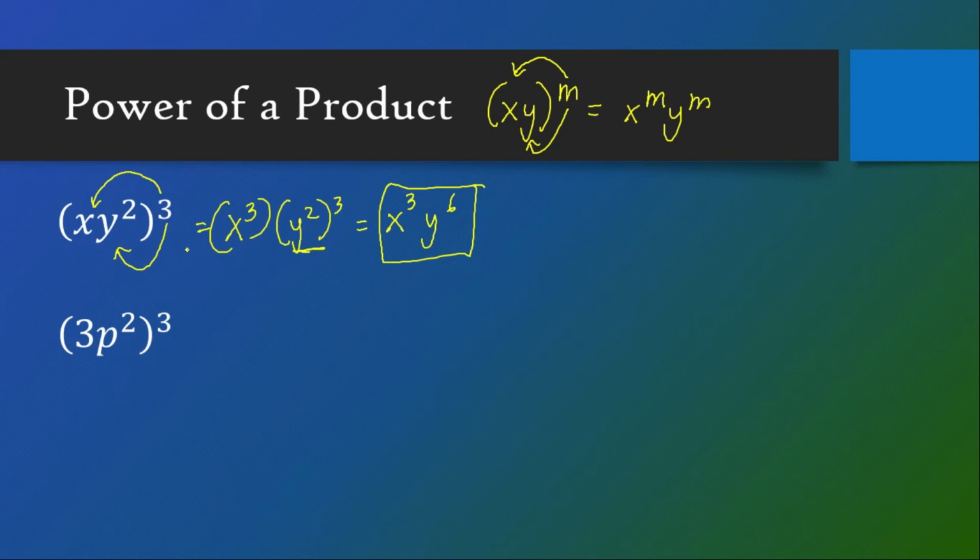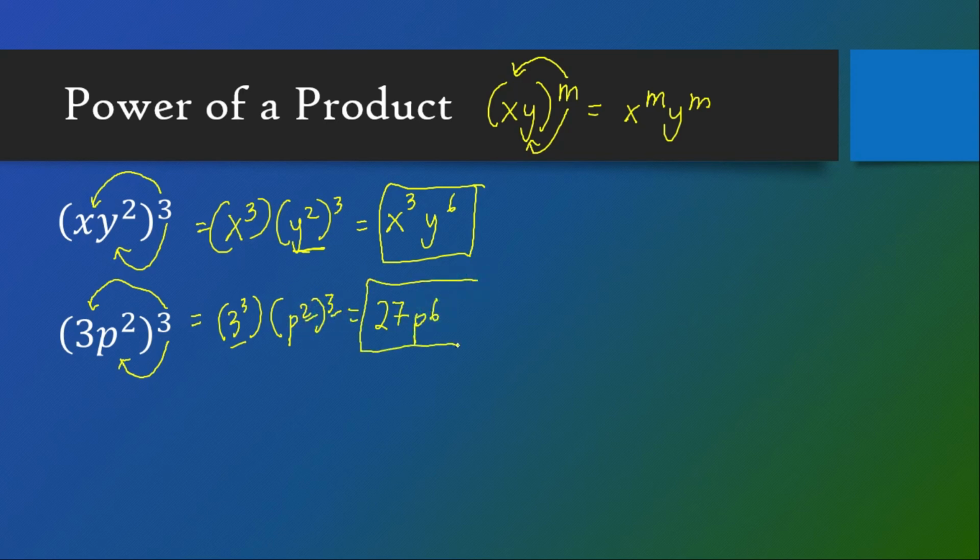Okay, since variable na, yan yung final answer natin. Okay, ito. We have 3p squared raised to 3. Distribute lang yung exponent na 3 sa ating base na 3 at sa ating base na p. Kaya magiging 3 raised to 3 times p squared raised to 3. Okay, simplify natin yung 3 raised to 3. That is equal to 3 times 3, 9 times 3, that is 27. Yung p squared raised to 3, multiply nyo lang exponent ng 2 and 3, that is p raised to 6. Ito naman yung ating final answer for this example.